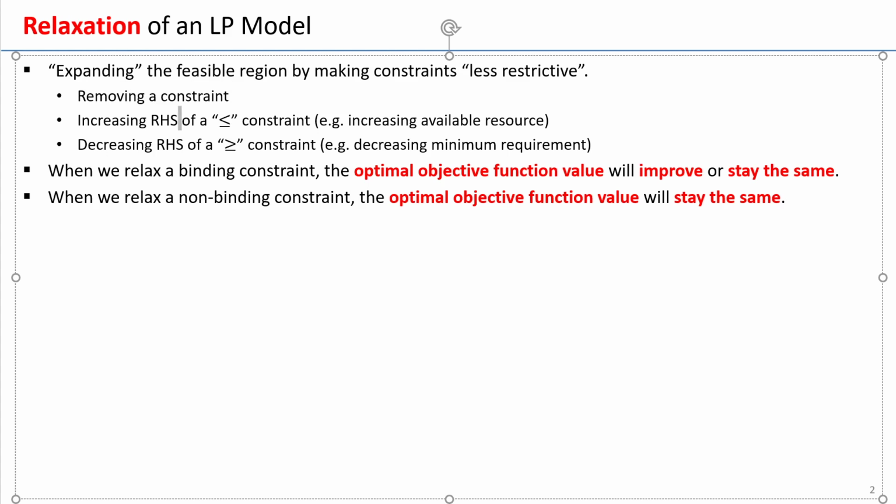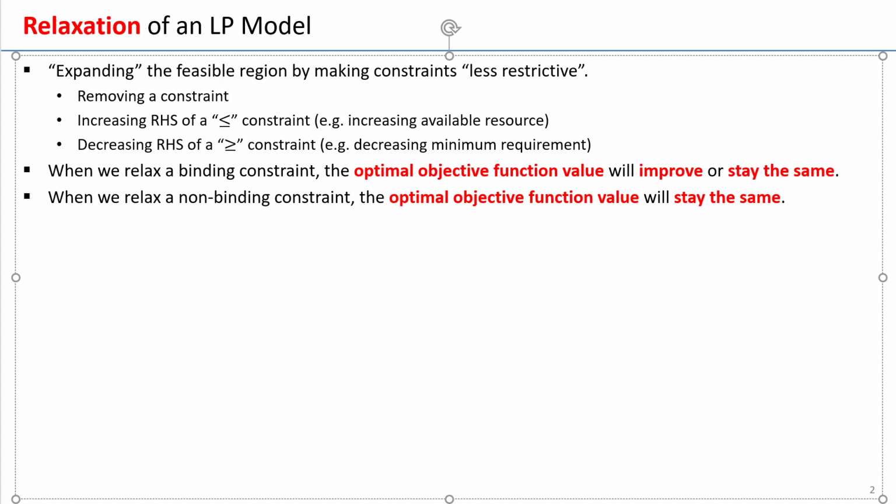If I increase the right-hand side of a less than or equal constraint, right? Let's say I had 200 pumps and I said the used pumps less than or equal 200, now I increase it. That is like an increase of available resource. This will be a relaxation. And if I decrease the right-hand side of a greater or equal constraint, like let's say I have a minimum requirement for something, x1 plus x2 must be at least 100, and then I decrease this 100 to 50. That's also a relaxation, right?